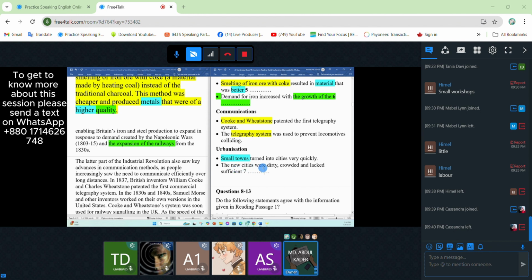The new cities were dirty, crowded and lacked sufficient. These words will help you find the exact location: new cities, small towns, new cities were dirty, crowded and lacked sufficient. Just consider this phrase, lacked sufficient. What does it mean?